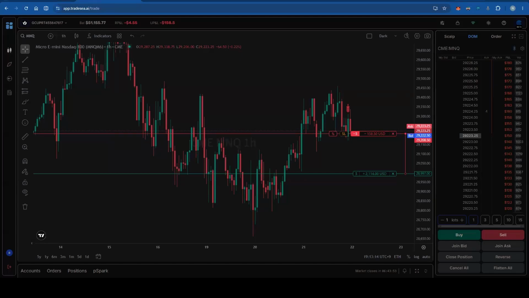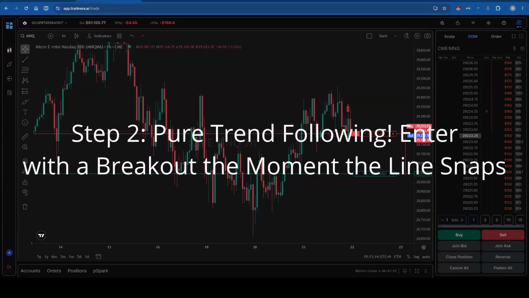The ability to clearly define this do-nothing time is the ultimate key to eliminating unnecessary losses. The only moment we are hunting for is when the price violently breaks out to the outside of these two lines. Step 2. Pure trend following. Enter with a breakout the moment the line snaps.